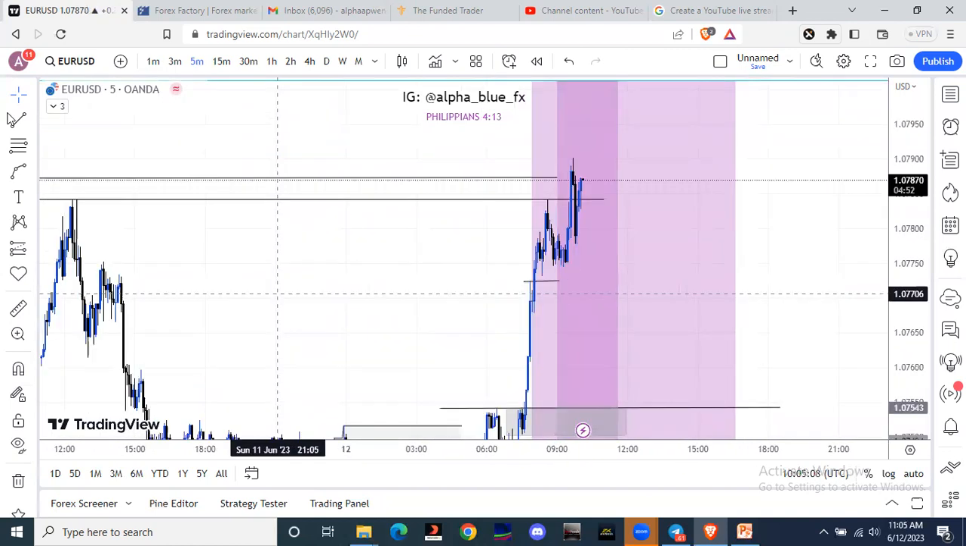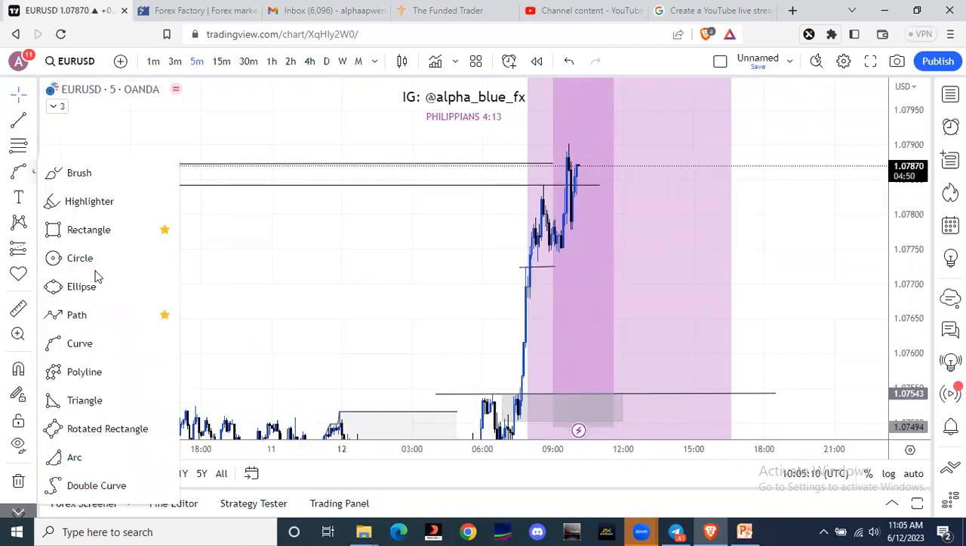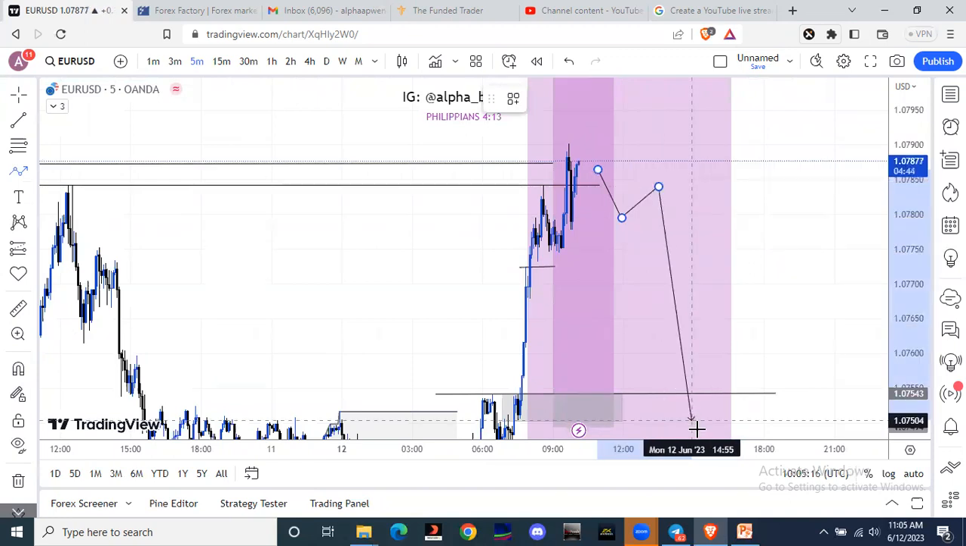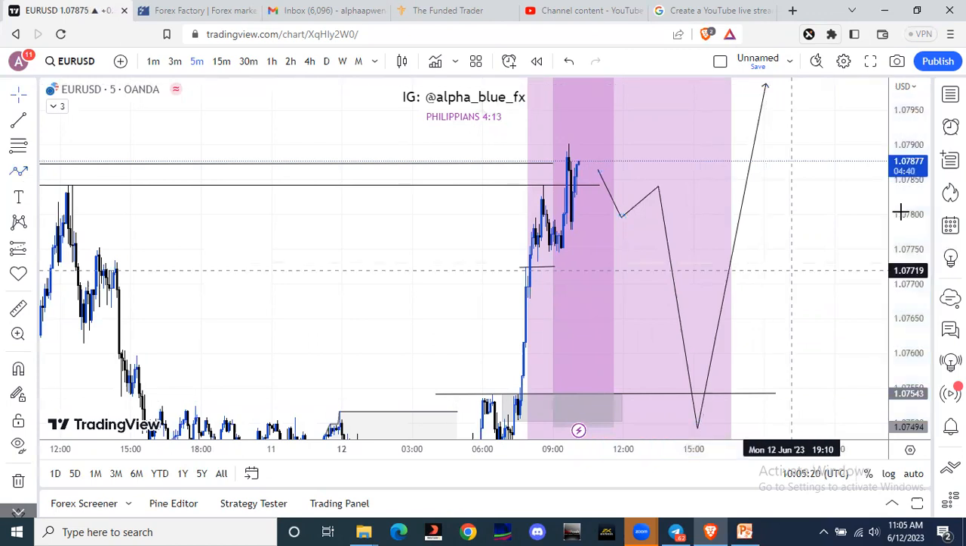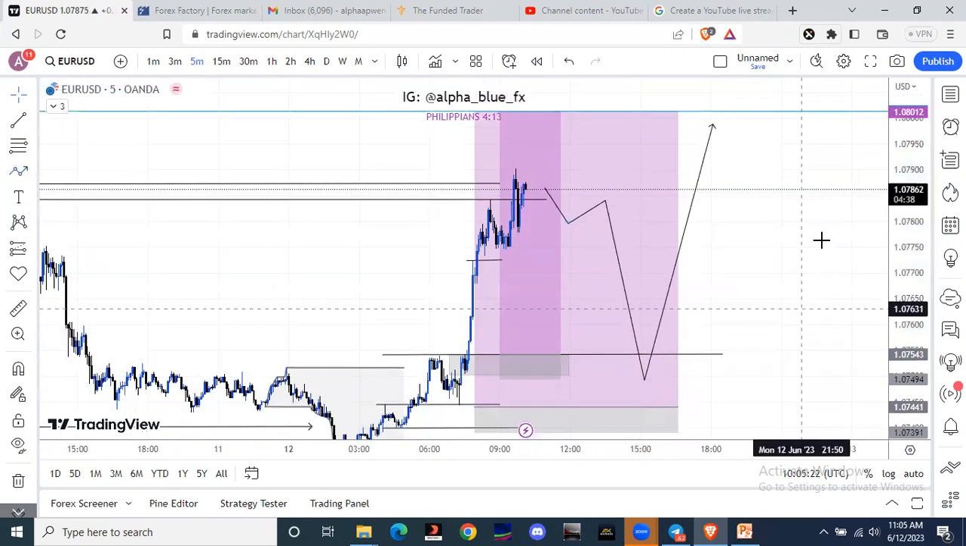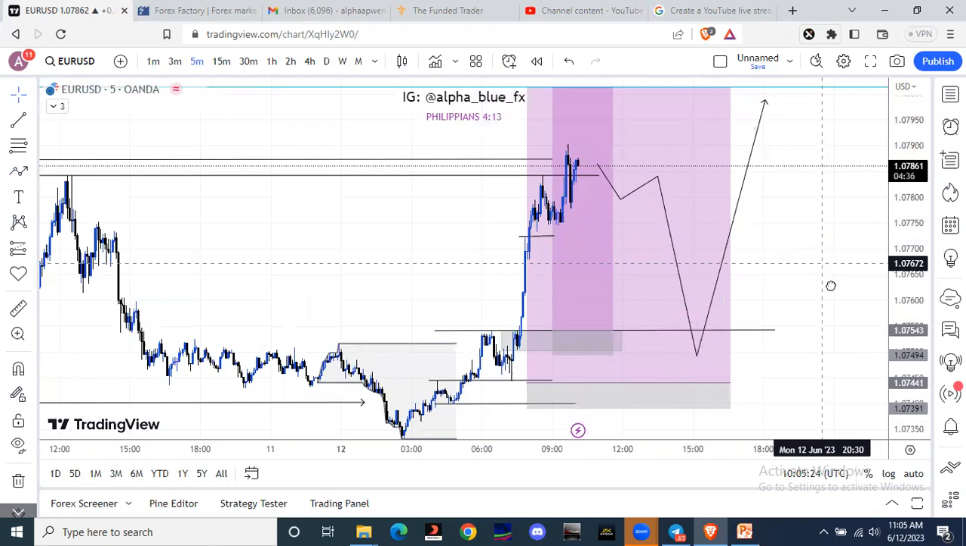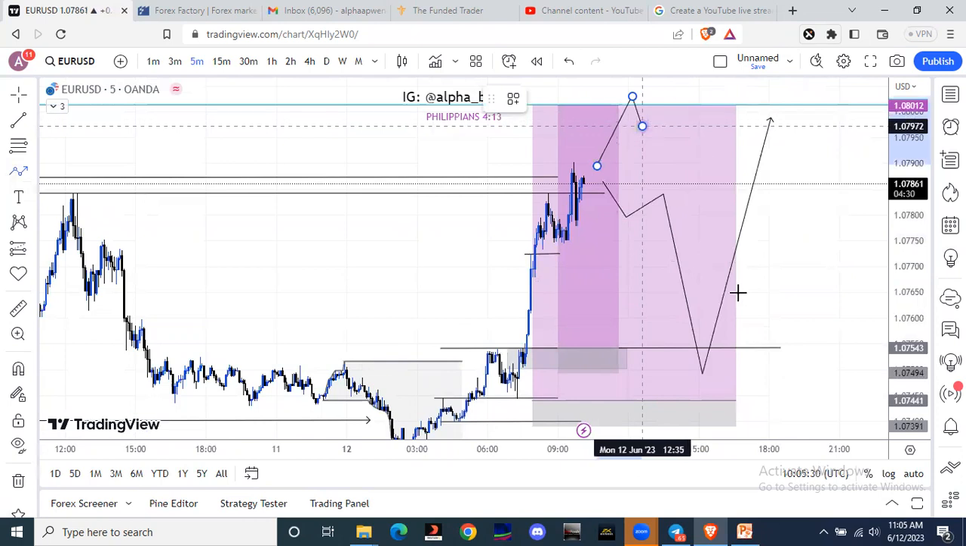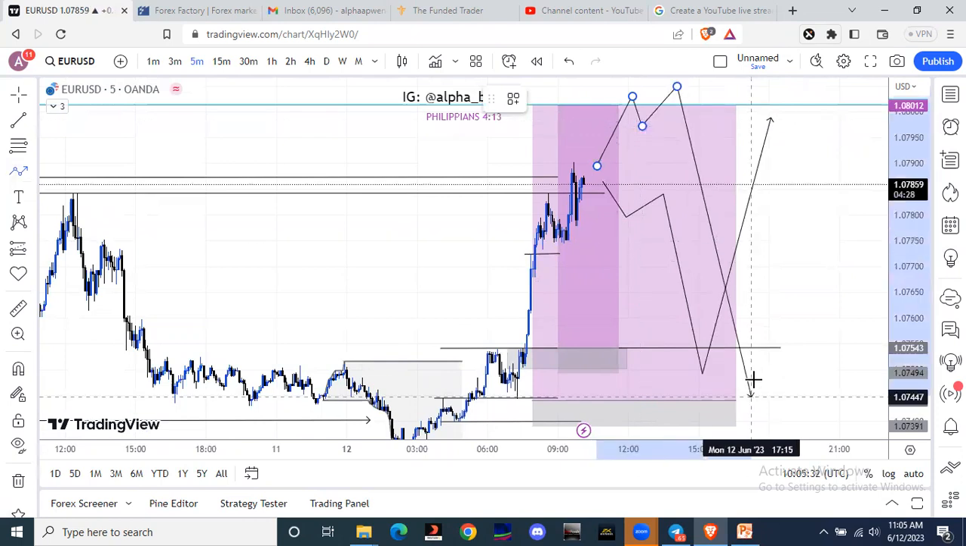What I'm expecting to see on this pair is this. We could see the pair come back down, come and take out all of this liquidity here before it will continue to the upside. So this is what we're likely going to see on this pair. It's either this happens or this happens. It will just come up here, clear this extreme high before it comes back down.